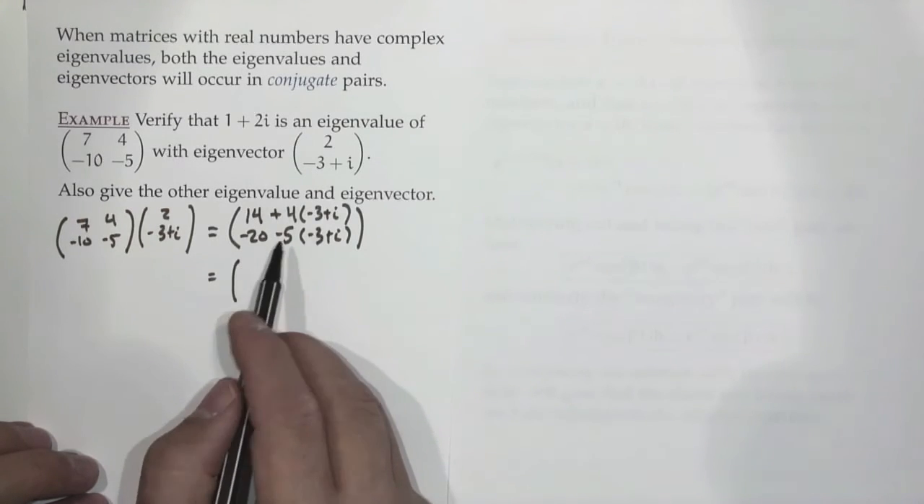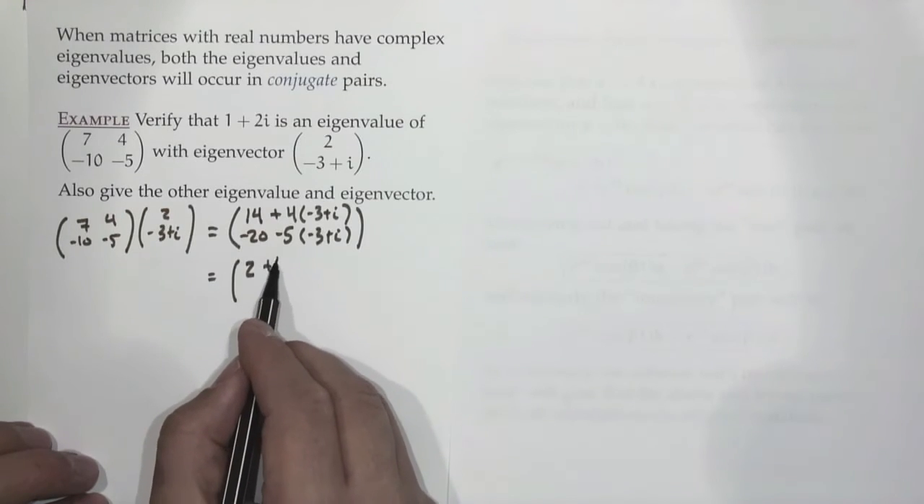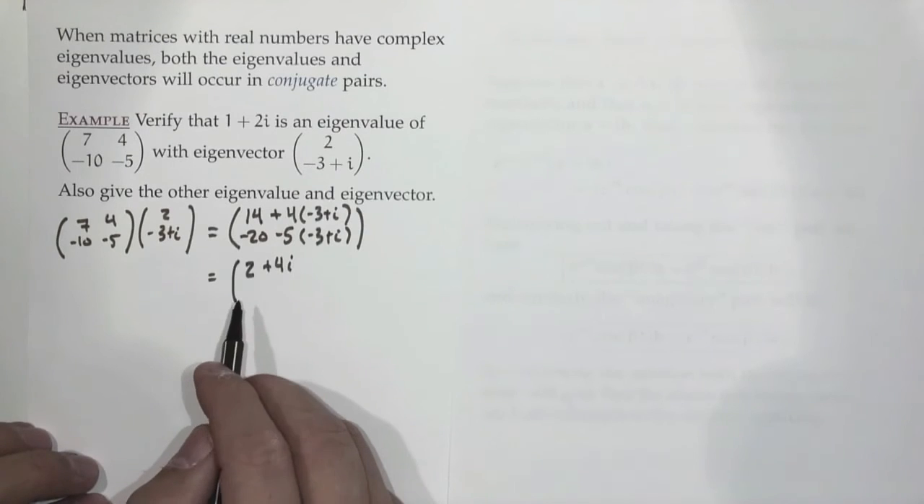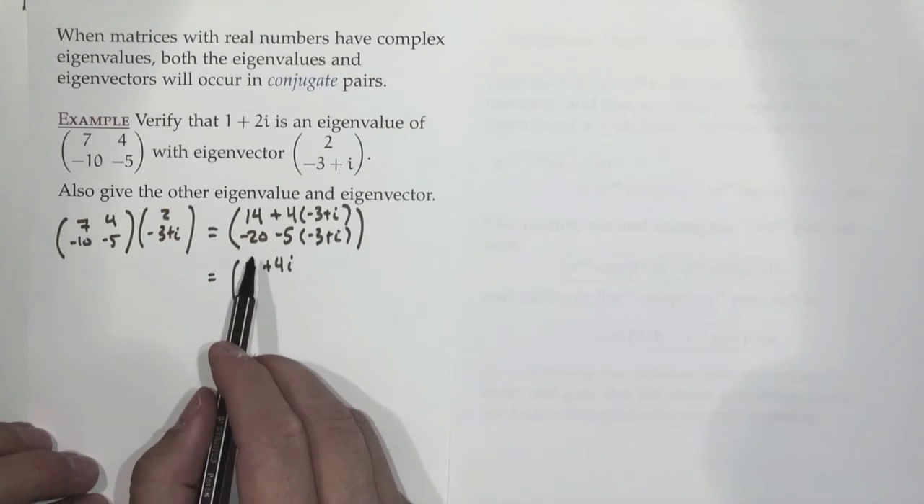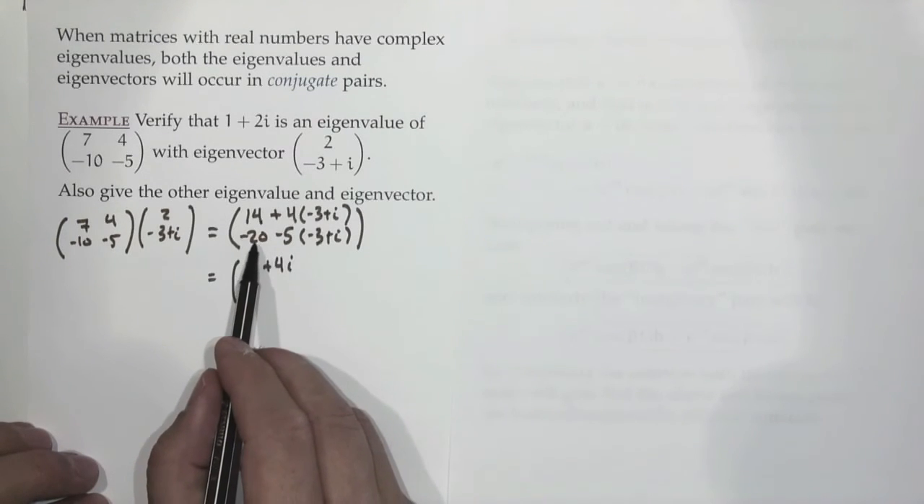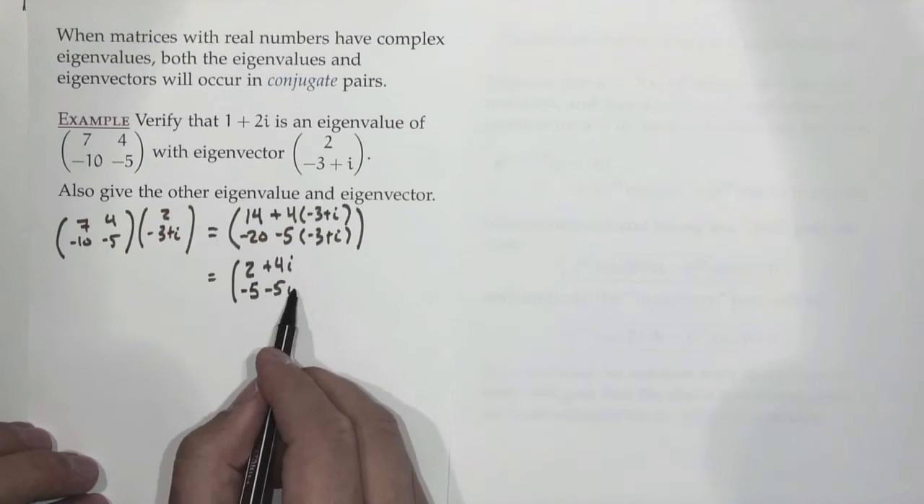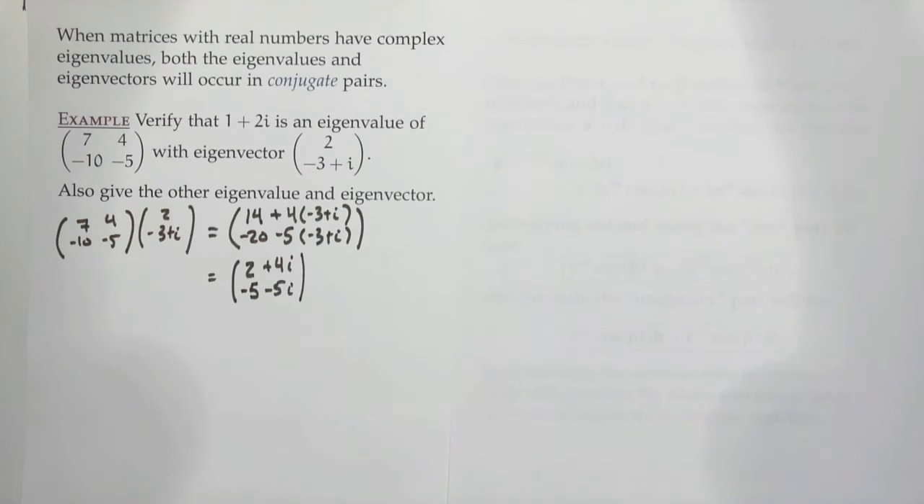So 14 minus 12 is 2 plus 4i. The second entry: -20 plus 15 is -5 minus 5i. Now here's the thing. You might say that I don't see how to pull out a 1 plus 2i, because we're not used to that kind of stuff. Well, that's okay. We don't have to.